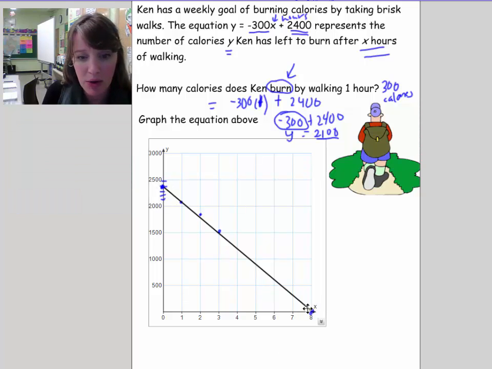And I actually don't have to put arrowheads in here because, for this word problem, it doesn't make sense for negative values of x or y, so I don't have to imagine that this extends into the other quadrants. Okay? And then I would finish this off by writing the equation on here.